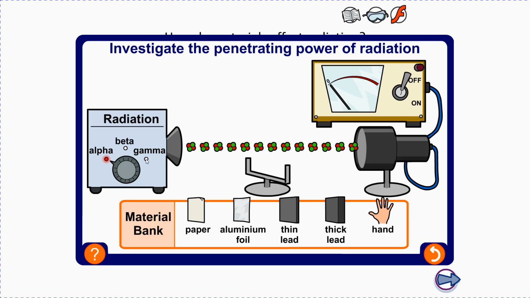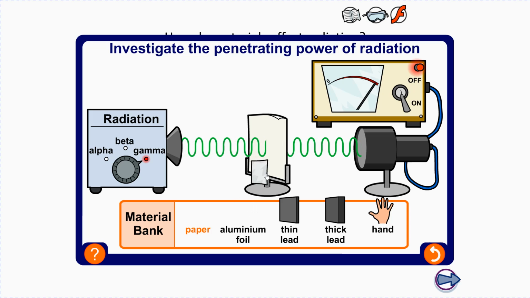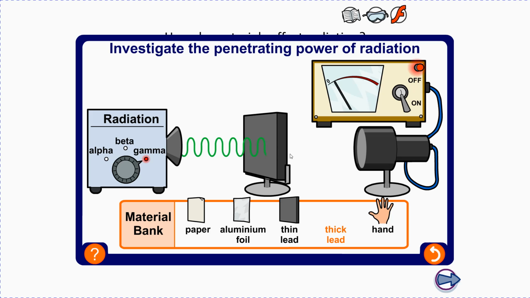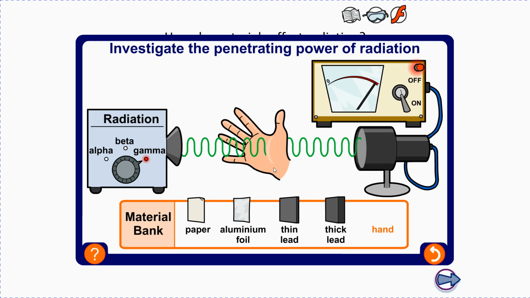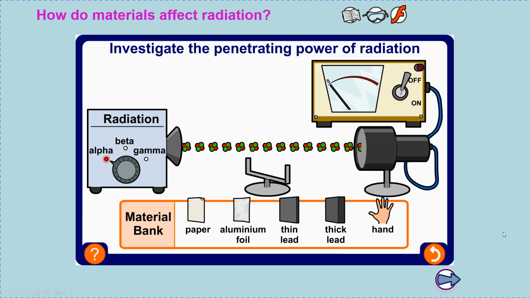So I'll reset it now to gamma, if I can. Why is it not going on to gamma? Right, so this time we've got a wave rather than actual particles. Turn on my Geiger counter, it goes straight through paper, straight through aluminium, straight through thin lead, although it's been slowed down, so I've got a bit of it going through. Thick lead, it will get stopped by. My hand, it will just go straight through. So this is talking about the penetrating power of these different types of radiation.